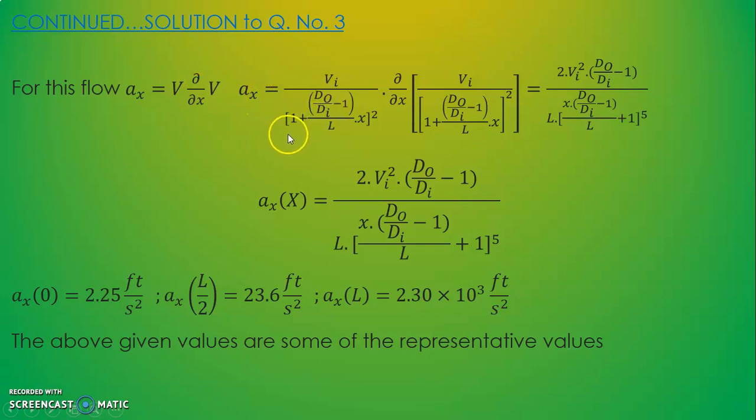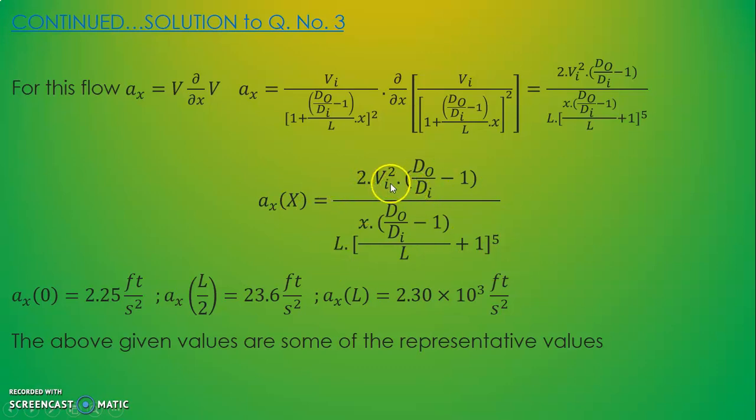Similarly, for acceleration, we can obtain terms by differentiating V into del x of V. Ax is equal to Vi divided by (1 plus (Do by Di minus 1) divided by L into x) whole square, dot del x of Vi divided by (1 plus (Do by Di minus 1) divided by L into x) whole square. On differentiating, we obtain this particular term. The basic differentiation rules are applied here, and on further simplification and calculation, the equation for Ax as a function of distance x is obtained.